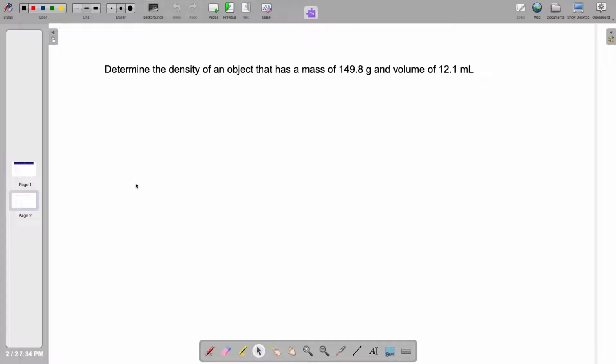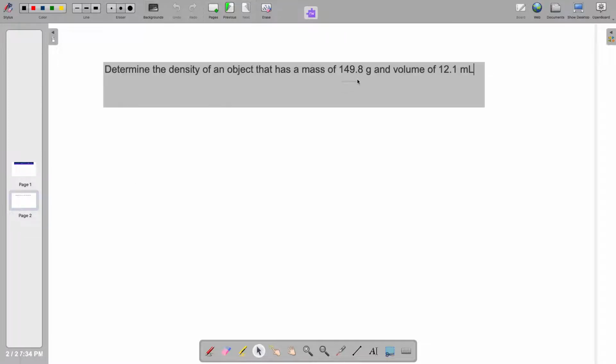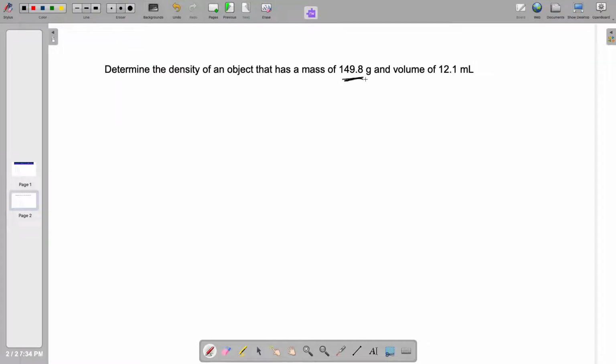So the problem says: determine the density of an object that has a mass of 149.8 grams and a volume of 12.1 mL. We're asked to report the density of this object in grams per milliliter. As you've seen, the mass is in grams, the volume is in milliliters, and we are asked to report our density in grams per mL, so we don't have to do any unit conversions. The units are in the form in which we want them.